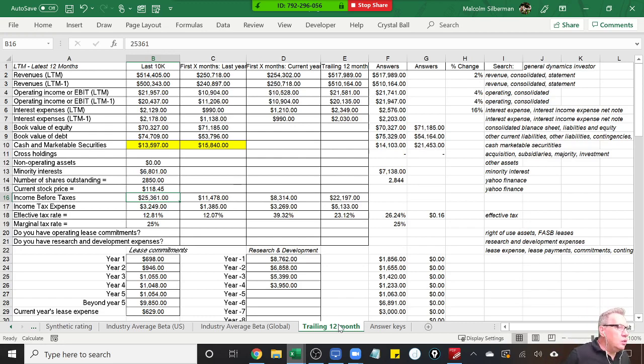Okay, so we got down. So now we're going to just work out the taxes. There's a difference between effective tax rate and marginal tax rate. Your marginal tax rate is what the government charges. So the federal tax rate is 21%, and then you've got state taxes. So he averages it out to 25%, which you see there.